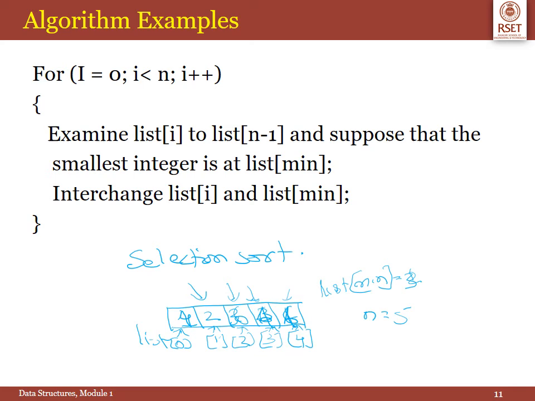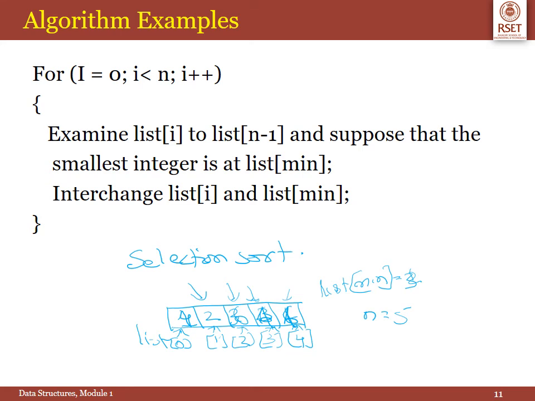I increment I, now it points to this. Again the same for loop is examined. From this 2, 6, 3, 4, it identifies the list min is 2, which is same as list type. So no change. Then it increases the I value, goes to 6. Then from 6 till the end of the loop, it checks 6, 3, 4. Next min value will be 3.